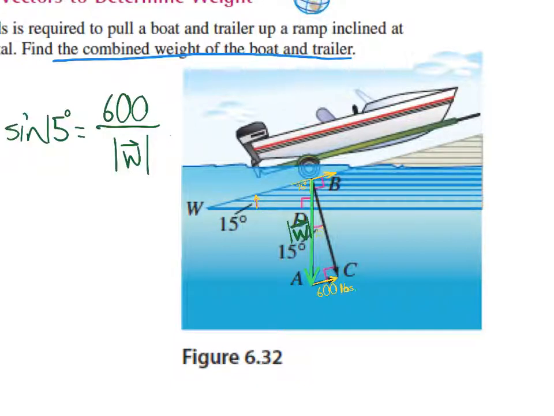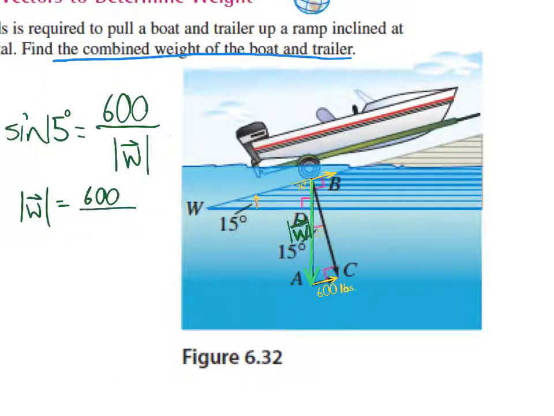600 pounds is not weight? No, 600 pounds is force. Weight is just another measure of force that happens to be measured straight down to the ground. Okay? This is an amount of force that's being used to pull this boat up the ramp. Okay? They're both pounds of force. But notice here I'm using right triangle trig. The sine of 15 degrees is 600 over W. And now I can simply solve for the magnitude of W.